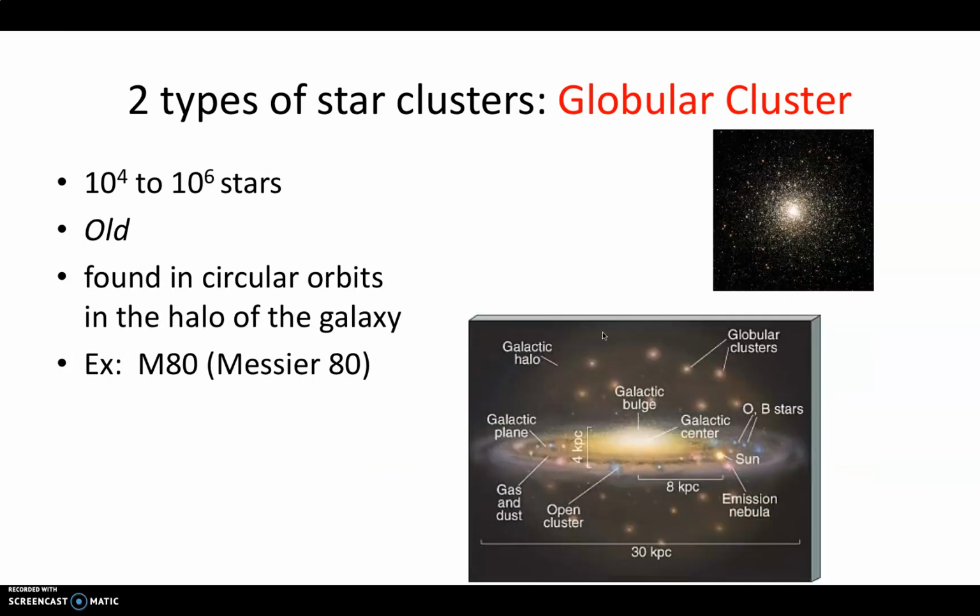Then there are these things called globular clusters, and these are actually kind of mysterious objects that we don't totally understand, but many other galaxies that we look at have them as well. And globular clusters are kind of like, if our galaxy is a pancake, which it is, it's a flat circular object.